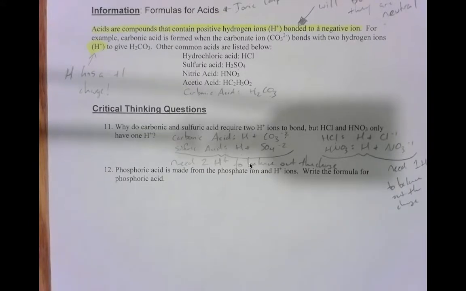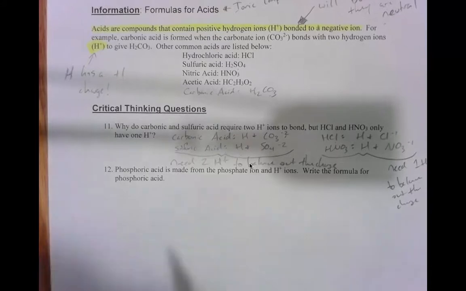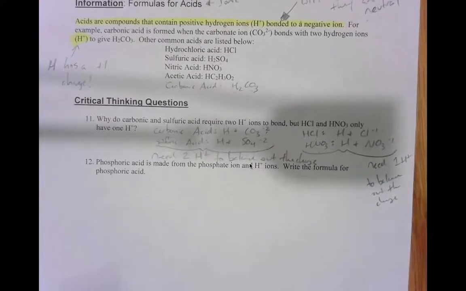So right now, guys, what I want you to think about is question 13. Phosphoric acid is made up of phosphate ion and H plus ions. So what would be the formula for phosphoric acid? How many hydrogens would you need to balance out the charge of the phosphate ion? Well, like always, guys, if you have any questions, please circle them, write down your question, and bring them to class. That will still earn you credit.